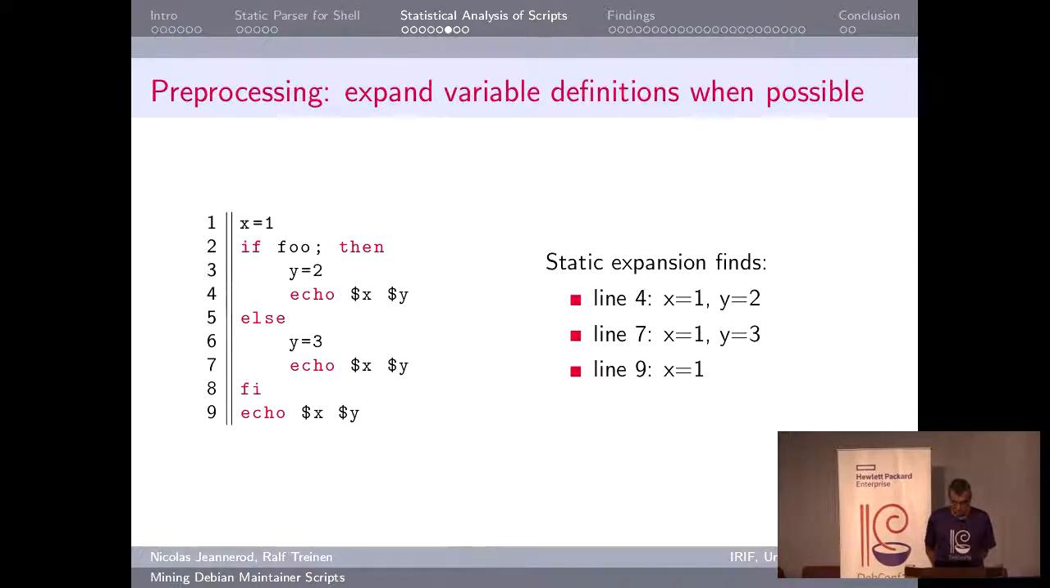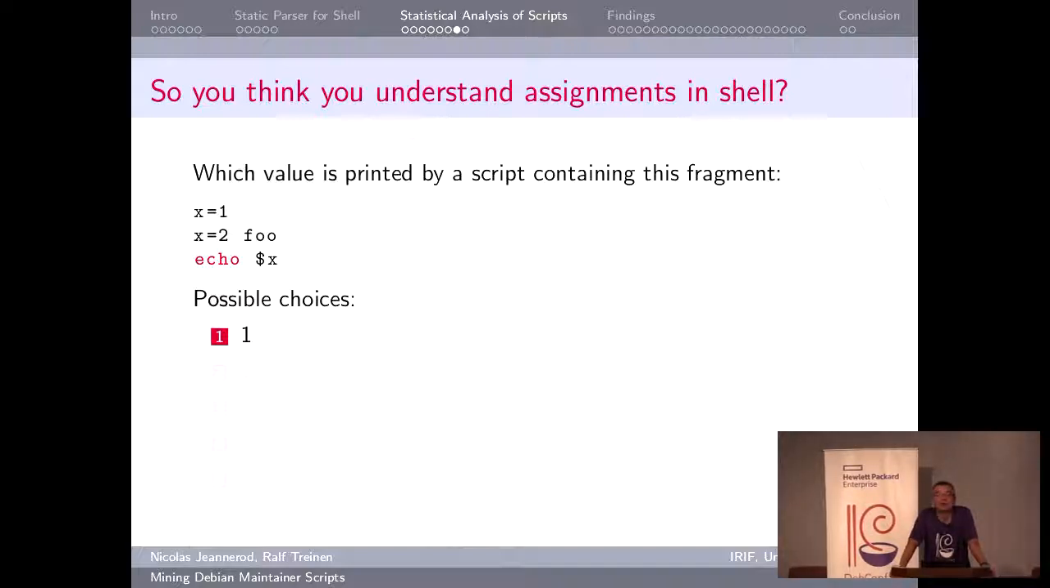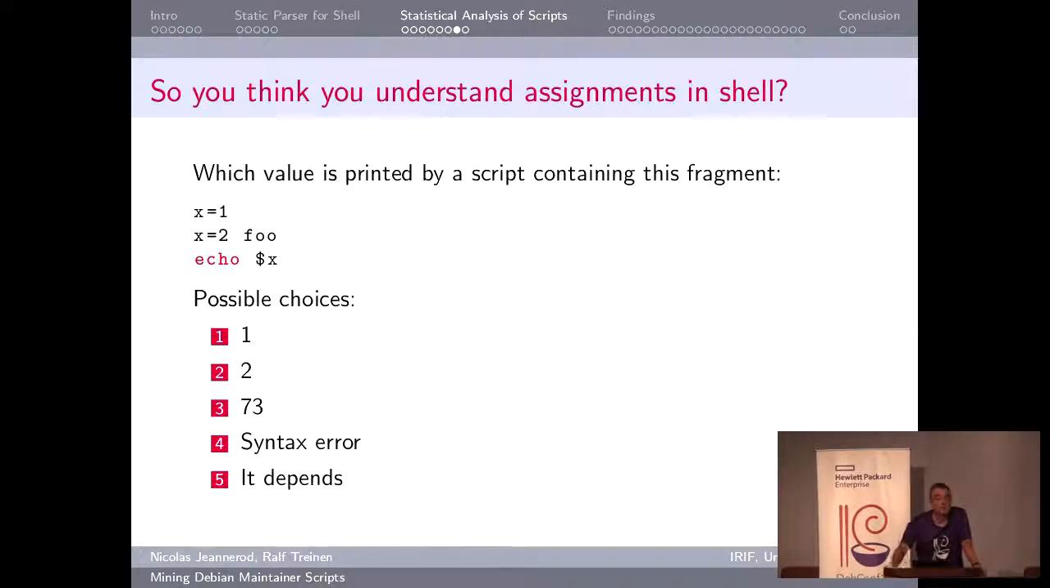However, it is shell, and shell is weird. Let's start to explain why we think that shell is weird. Let's do a little quiz. Imagine you have a shell script, and in the shell script you have these three lines written on top of the slide. So x is 1. Then you have x equals 2 and a call to something foo, whatever. And then you do echo dollar x. So what should, in your opinion, be the value which is printed by this? I give you 5 choices: 1, 2, 73, syntax error, or it depends.